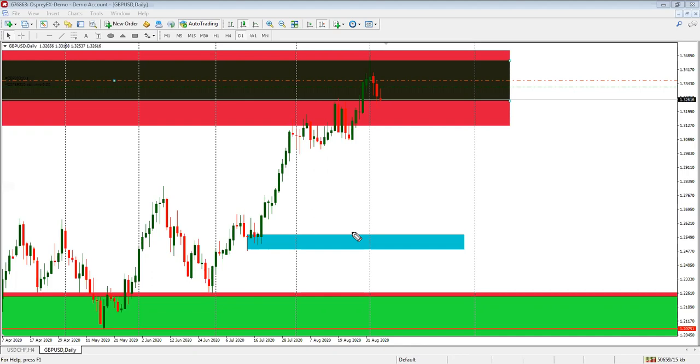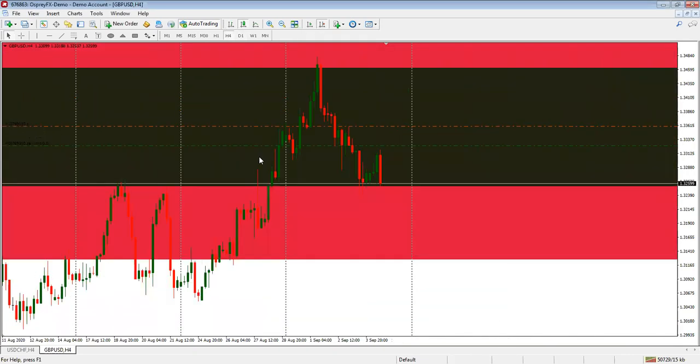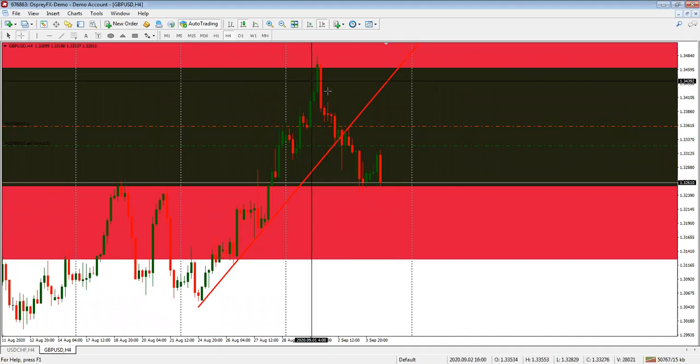So I'm done here with the daily. I can go to the 4 hour. I'm doing analysis as you asked me. From the 4 hour, I can start drawing my trend lines. You see? When price was inside the weekly area of supply and demand, this is where I could have sold. Can you see I have a limit order here?